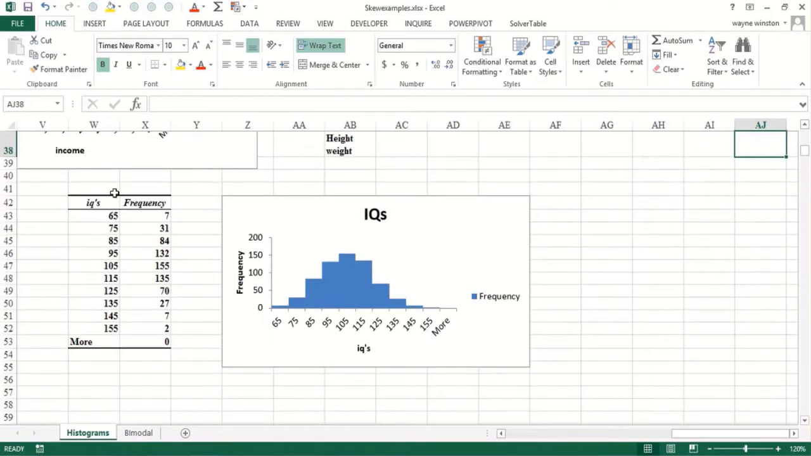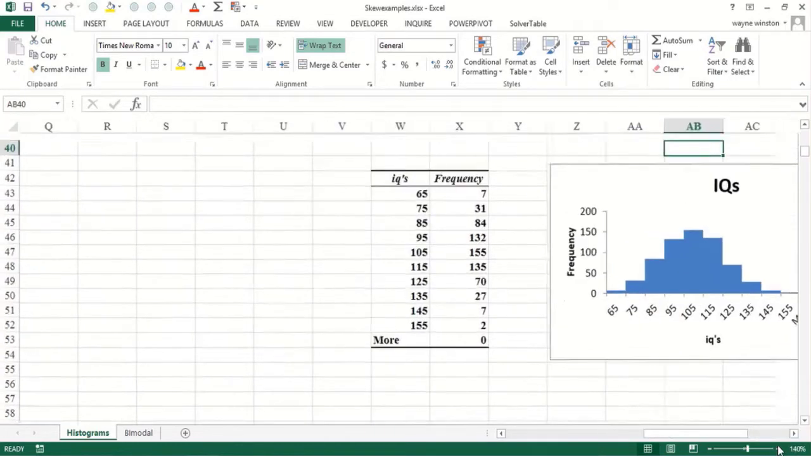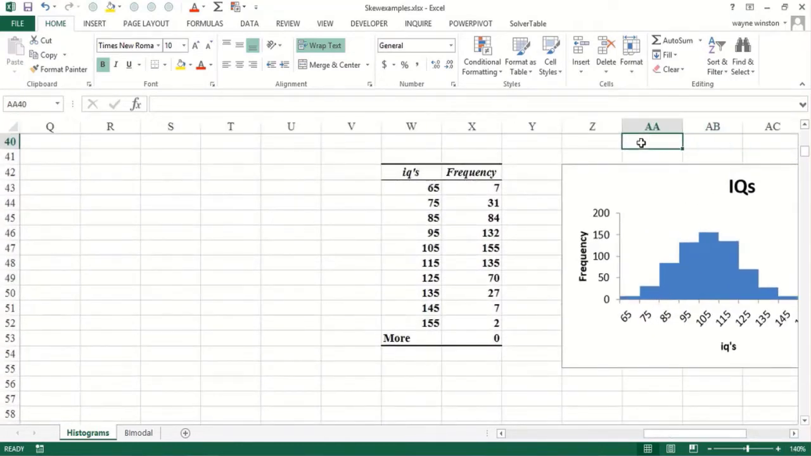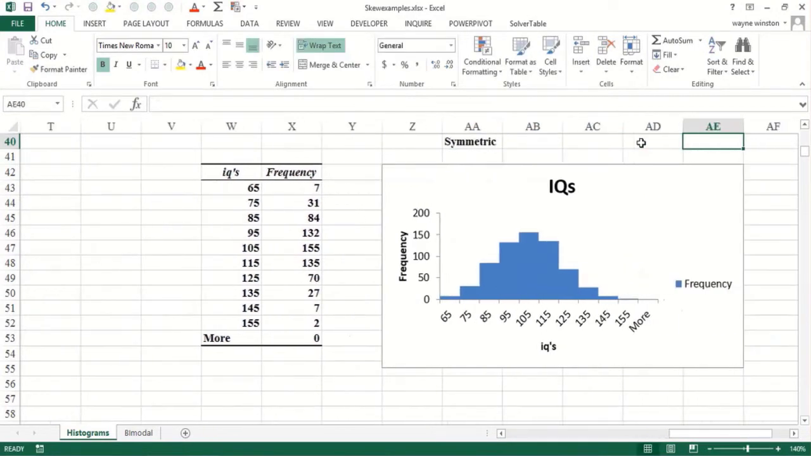And so let's look at the IQ histogram. You can see the IQs are centered around 100. And if you move one bar to the left and one bar to the right, the bars are around the same height. 2 bars to the left of 100, 2 bars to the right, the bars are around the same height. And that's what's called a symmetric histogram. It looks the same to the left and right of the peak. We'll see why that's important in some later videos.